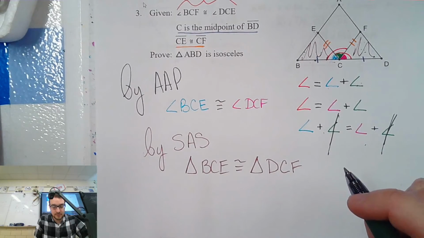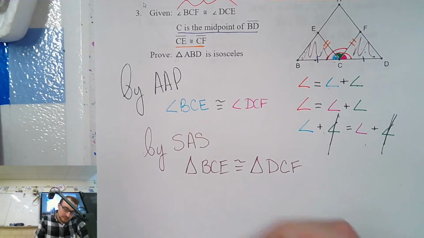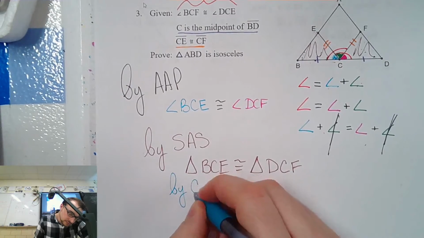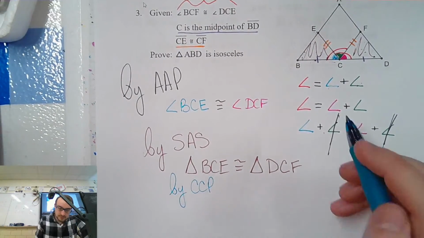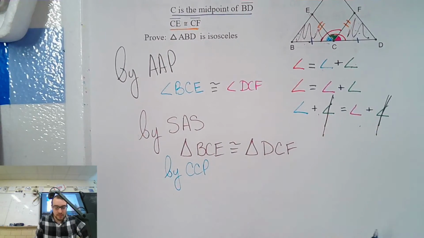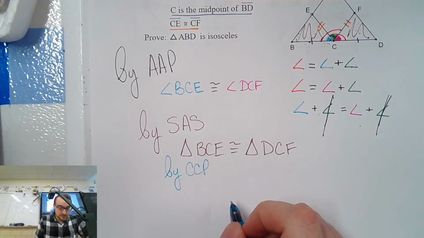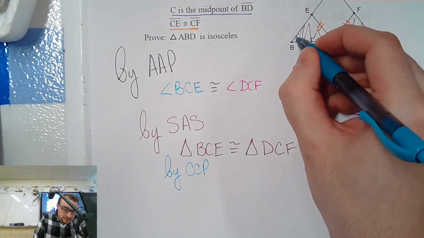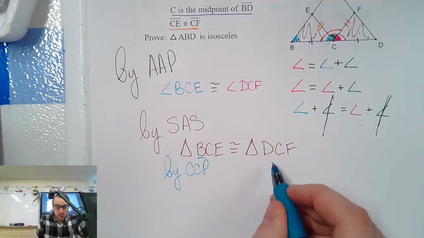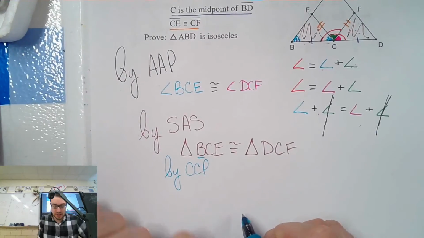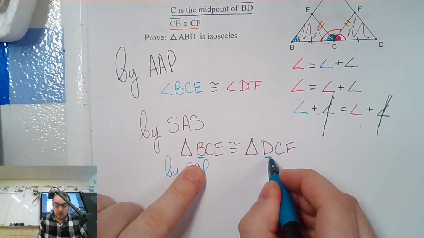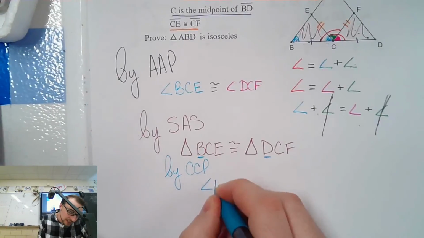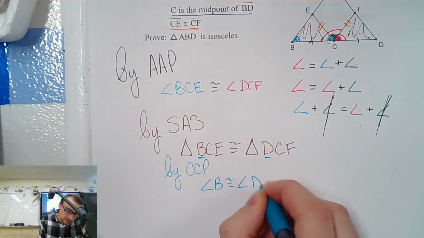So does that mean if EBC and FCD are the same, then angle B and angle D, all those angles have to be the same, right? By CCP, corresponding parts will be congruent. So B is congruent with what over here? D. See how they're corresponding? So angle B is congruent to angle D. We can say that. Let's mark that on our diagram.